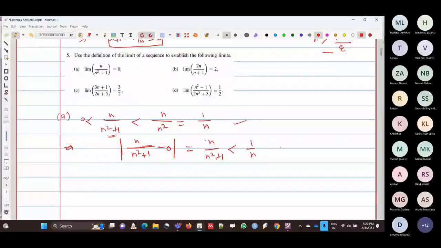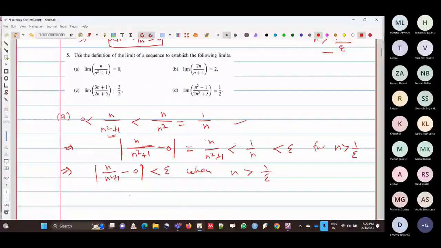So this is less than epsilon for n greater than 1 upon epsilon. So this implies that |n/(n square plus 1) - 0| is less than epsilon when n is greater than 1 upon epsilon. And this implies that the limit of n upon n square plus 1 equals 0 by the definition of limits. Okay, fine.